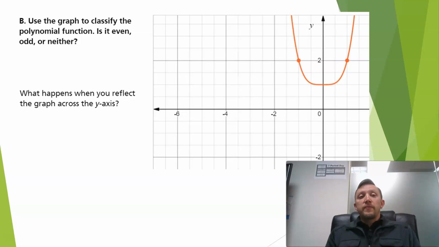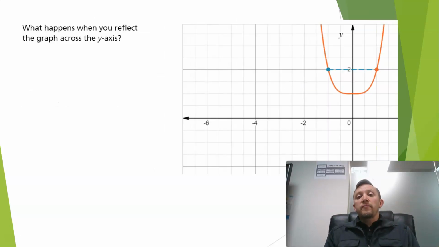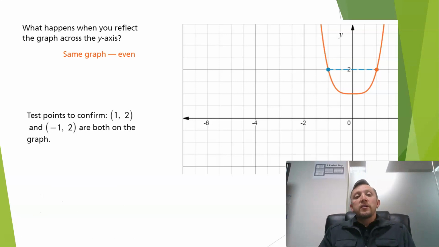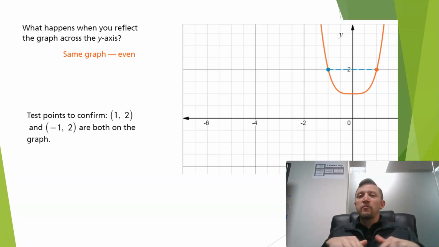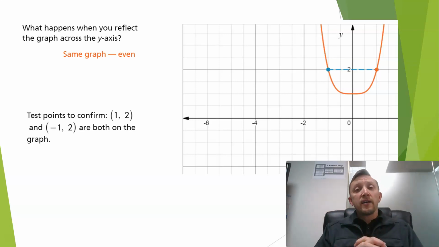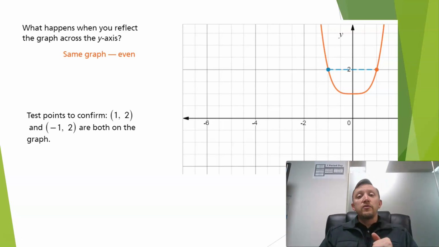Let's look at this one. We're going to classify this one as either even, odd, or neither. Now if we reflect it over the y-axis, it's the same graph. So that looks like it's even. Or we could test points, like if you use the point (1, 2), it's the same as the point (-1, 2). That's what the things at the bottom are saying, but if we're going to be visual, we really don't need to have that test point. As long as you can reflect it over the y-axis and it's the same, you're good. You don't have to use a test point.